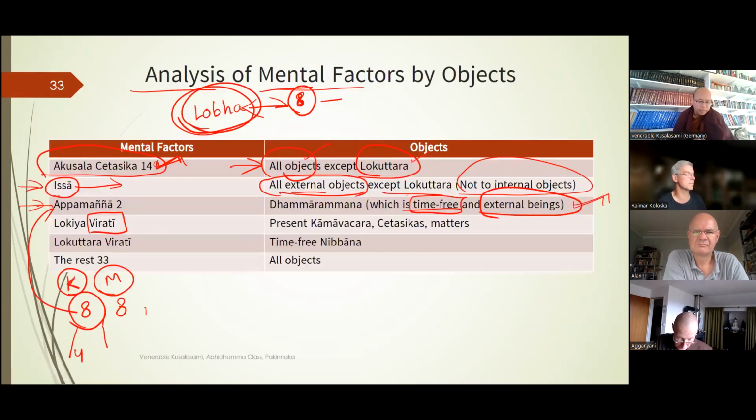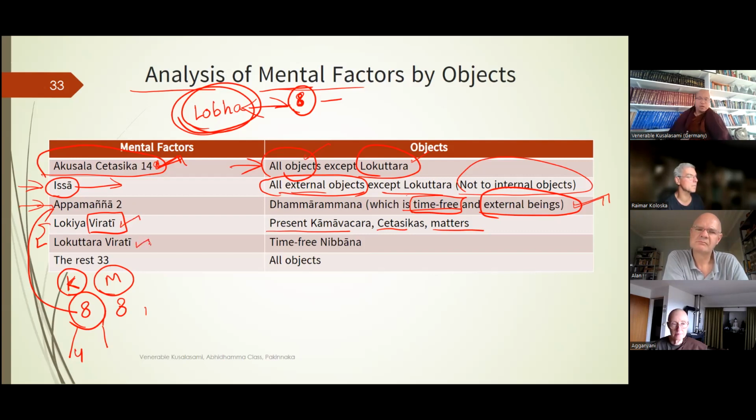So Lokiya Virati and Lokuttara Virati. Lokiya Virati is present in Kamavacara cetasika, and matter. So these are two kinds of quiddity. It means if you are about to break a precept, and then you remember, oh, I should not do that, then you avoid killing or stealing. This is without the Lokuttara knowledge. This is the Kamavacara Virati. And if you practice jhana at that moment, you don't kill, you don't steal, etc. It's called the Lokiya Virati.